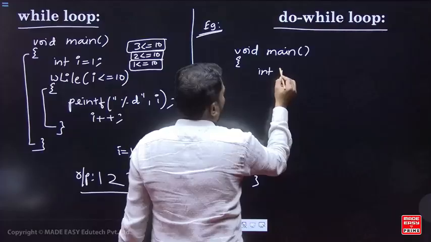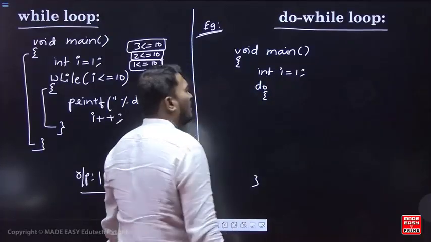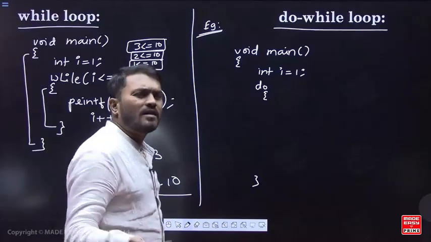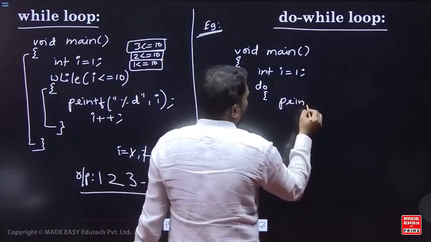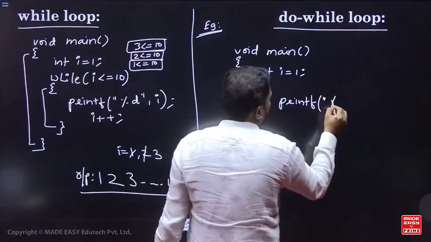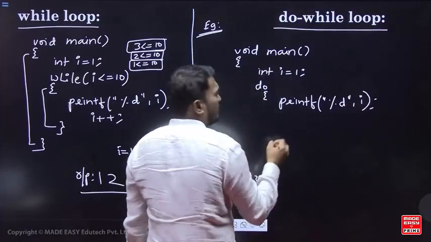Now look here, same thing: integer I equal to 1. So do, what will you do? There are multiple ways, different students are writing in different ways, so no problem. Look here. But what is very important is that you should not make a syntax mistake. printf("%d", I); okay, I am printing that.